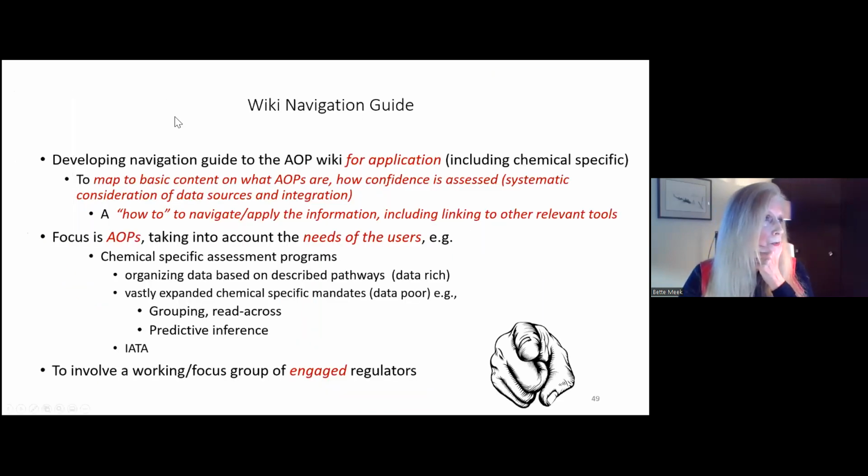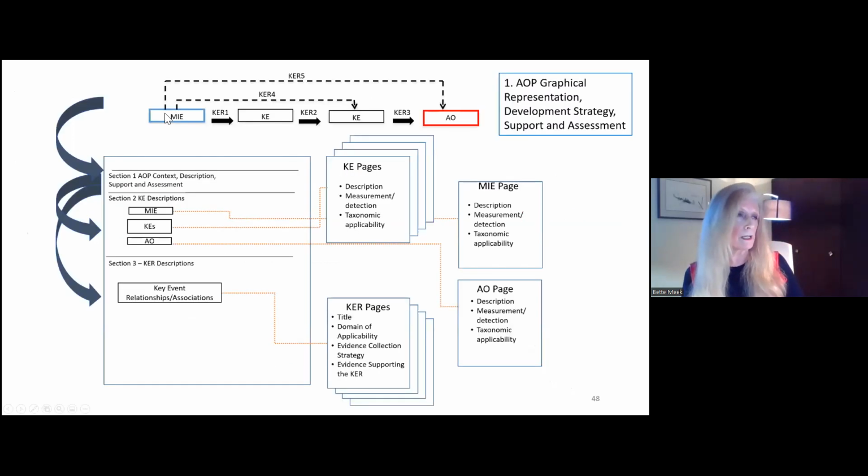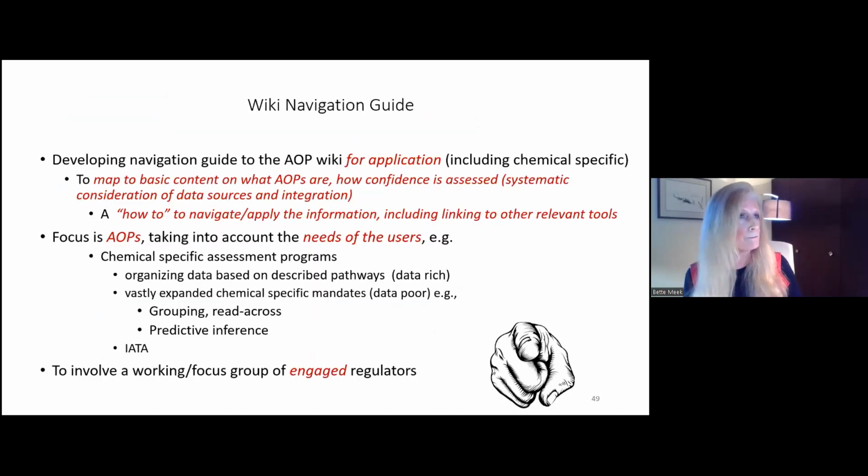So we also, in fact, have proposed the development of a wiki navigation guide. So this is really developing a navigation guide to the AOP-Wiki for application, including chemical-specific application. And in fact, this idea came about really based on the suggestion of the regulatory community. And we've been thinking about, well, how could we tailor that to best meet their needs?